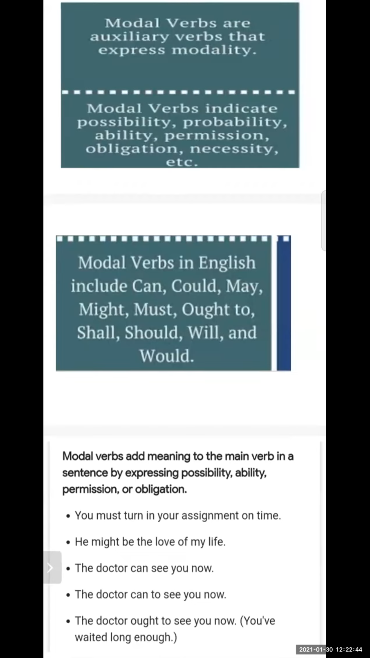I'll give you lots of examples, students. Like, Nita was dancing in the rain. So dancing is the main verb, and was what? Was is the helping verb. With the help of was, you can understand whether this is the past, present, or the future.